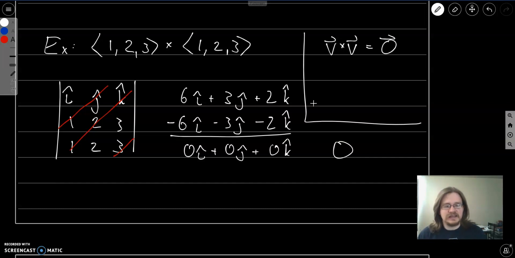And the zero vector isn't necessarily the number zero, because the number zero doesn't have any coordinates. This has coordinates. It's just zero in every coordinate. So it is still a vector, and it's not the number zero.